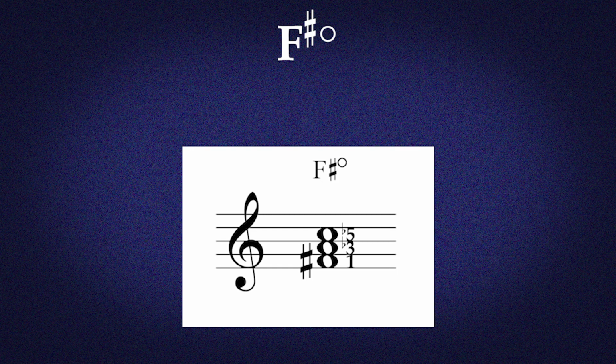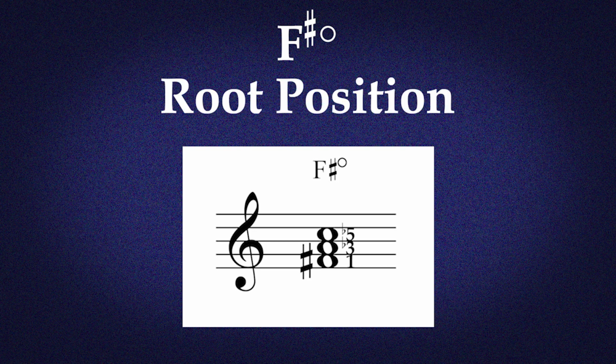F sharp diminished. This is an F sharp diminished chord. Since there is no specific inversion mentioned, it is in root position. This chord is spelled F sharp, A, C.